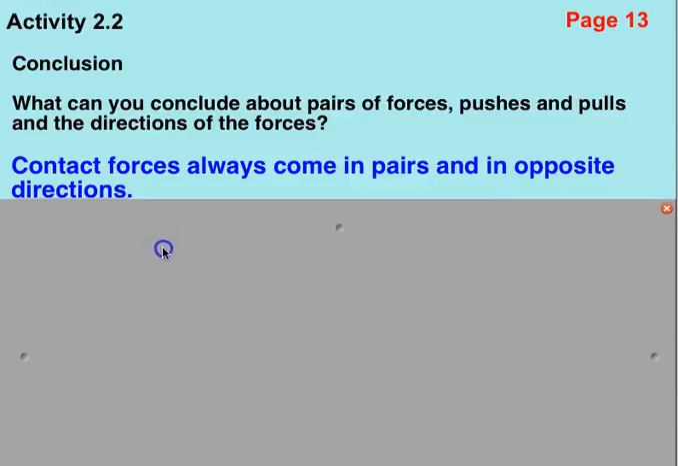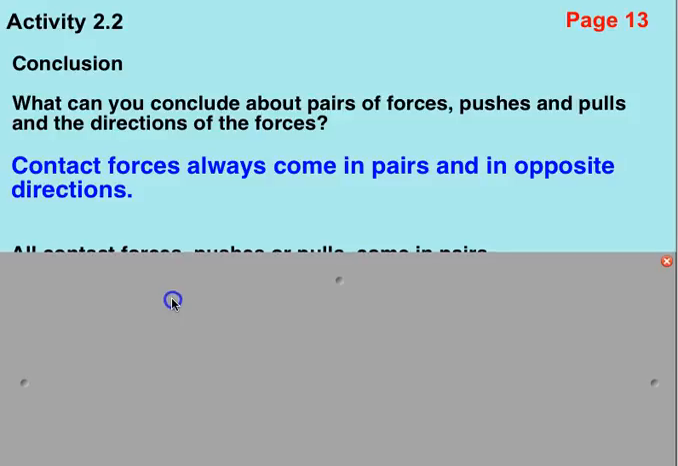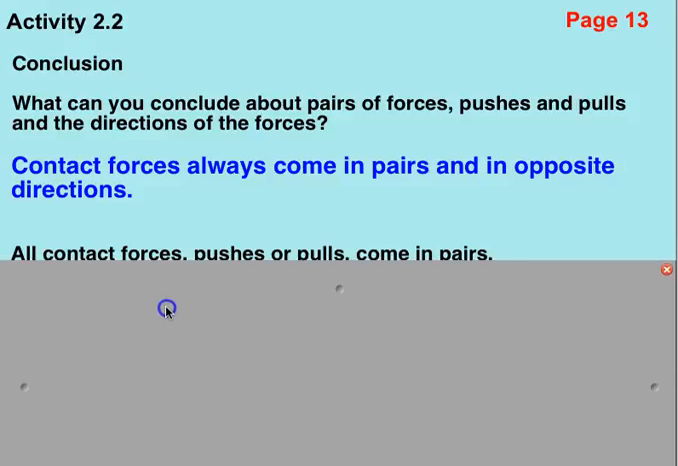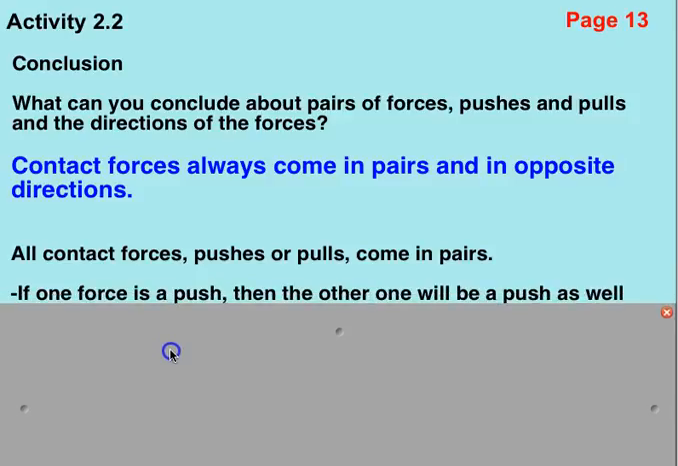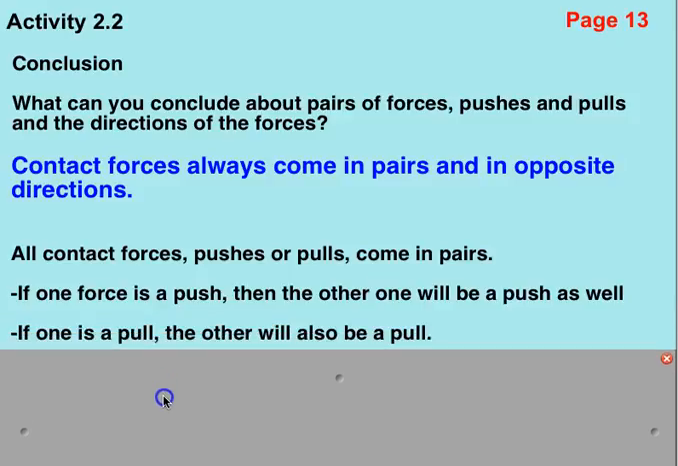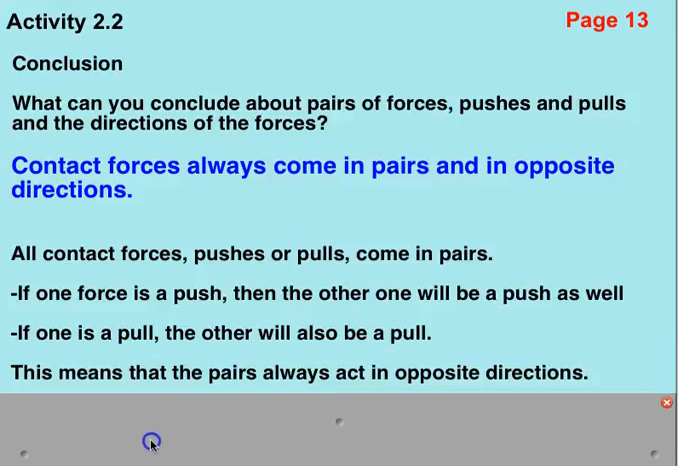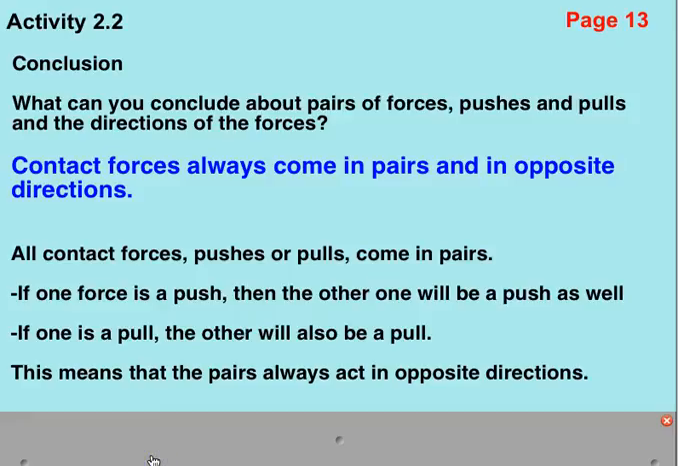So what did you come up with? Well, we know that contact forces always come in pairs and in opposite directions. All contact forces, pushes or pulls, come in pairs. If one force is a push, then the other one will be a push as well. If one is a pull, the other will also be a pull. And this means that the pairs always act in opposite directions. So think about it. If you push something, it's got to be pushing back. That's how you don't move. So you push on your chair and your chair pushes back. If you were pushing on your chair and your chair was pulling on you, you'd be going in one direction.